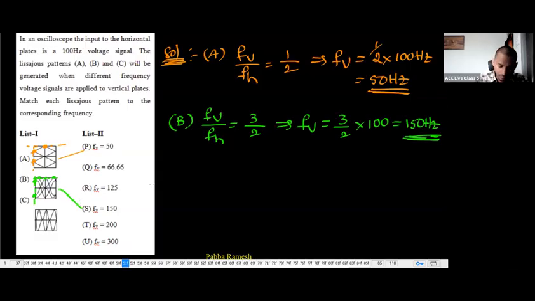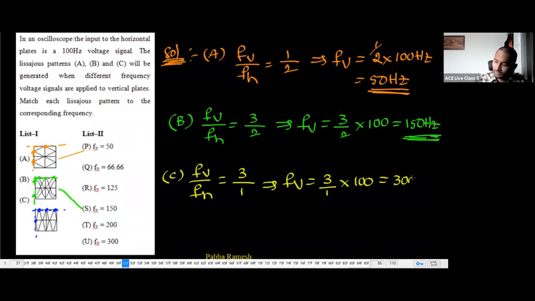And C, FV by FH. If I draw like this, horizontal 1, horizontal 2, horizontal 3. So what is the value now? Horizontal 3, vertical 1. So FV is equal to 3 times of 100. Therefore, 300 hertz. Got it? P, S, U correct.